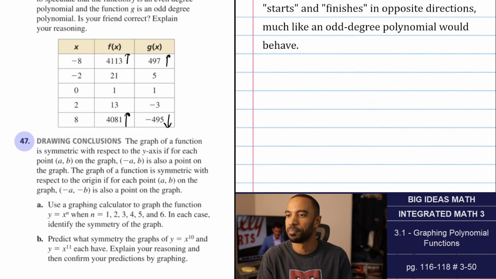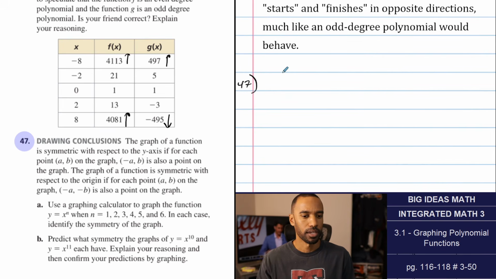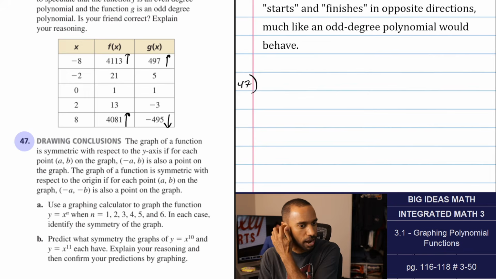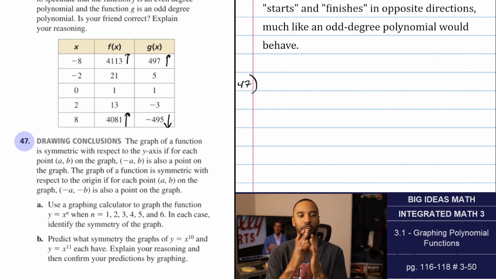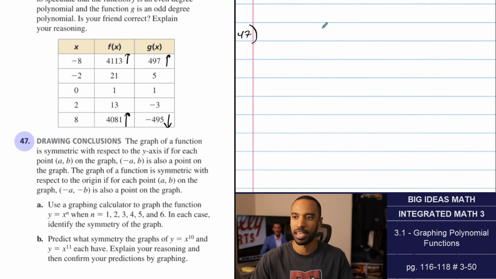All right, number 47. 4 more questions. Drawing conclusions. The graph of a function is symmetric with respect to the y-axis if for each point (a, b) on the graph, the point (-a, b) is also a point on the graph. Yes, this is how even functions behave. It's a way of saying that there's perfect symmetry.